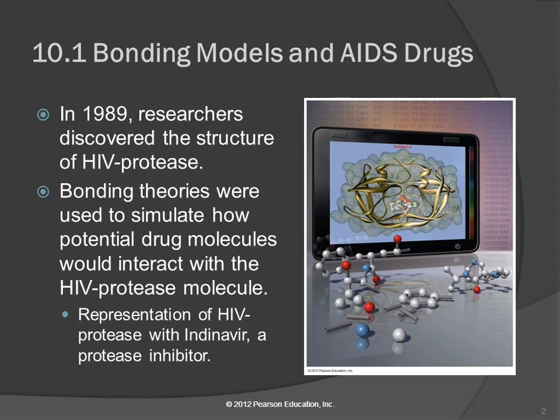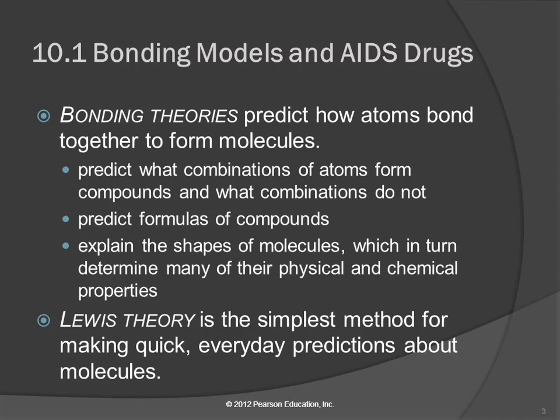It's much faster if you can narrow down the possibilities by looking at how these molecules would interact with this thing you need to interact them with. And understanding how molecules bond and interact with each other is very important in this. So bonding theories, remember, a theory explains why behavior occurs, not just what happens. So bonding theories predict how atoms bond together to form molecules.